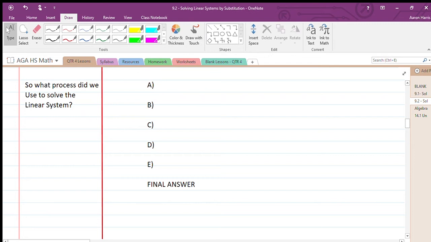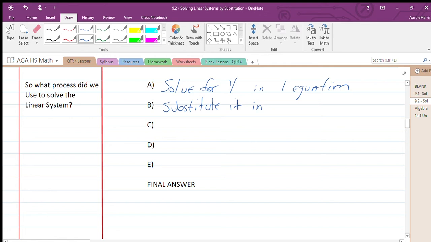So what's the process that we use? First, we solve for y in what? 1 equation. So solve for y in 1 equation. What happened after we found y? You got it. We substitute it in. And what is it? It's an expression. We're going to substitute an expression into the second equation. Correct? After we do that, what do we have to do? Solve for x, because x will be the only variable left, right?